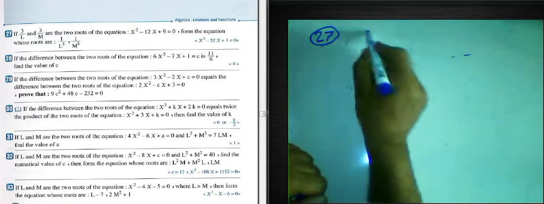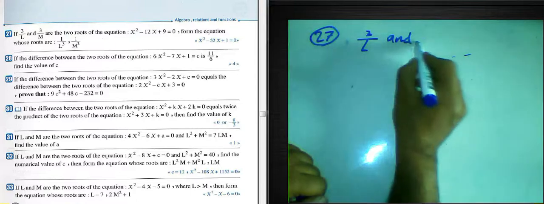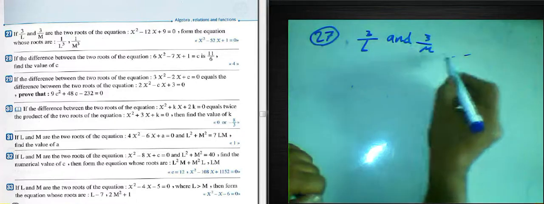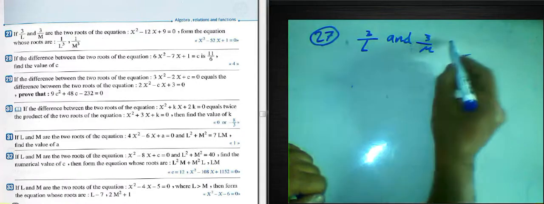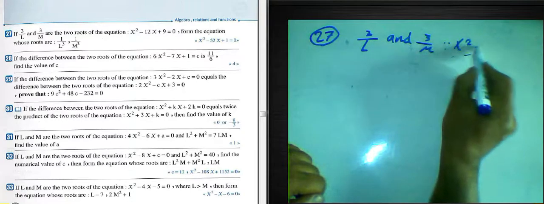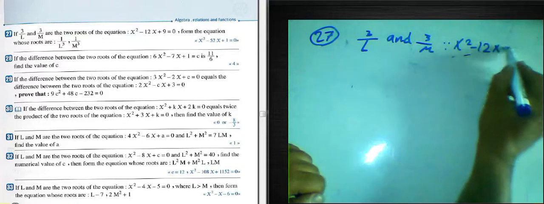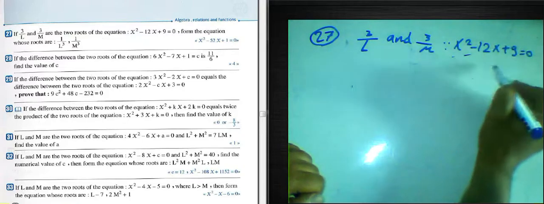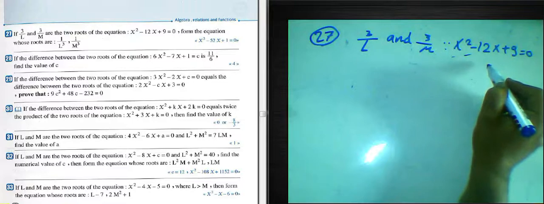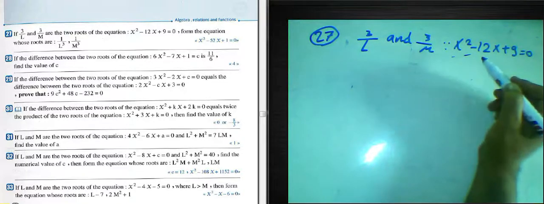If 3 over L and 3 over M are the roots of the equation x squared subtract 12x plus 9 equal 0, we want to form the equation with the new roots.